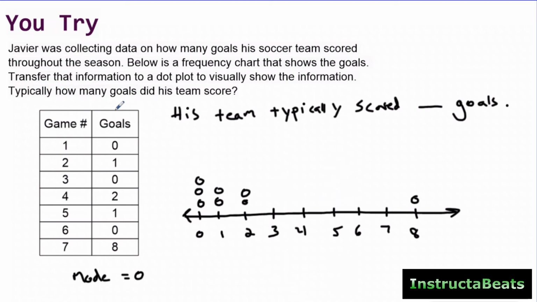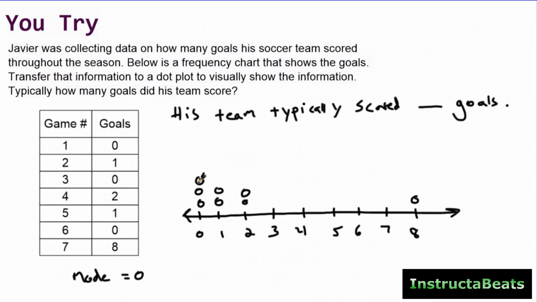And I know if I'm trying to figure out how many goals his team typically scored, I don't want to use the mode per se because this is not categorical data. And so I want to use either the mean or the median. Well, I'm not going to use the mean because when I look at my dot plot, I can very quickly see that they had one outlier. Maybe the other team's goalie got hurt, or they just played a really bad team, and they scored 8 goals in game 7. Well, that was not usual for them, right? So I don't want to use the mean. I want to use the median.